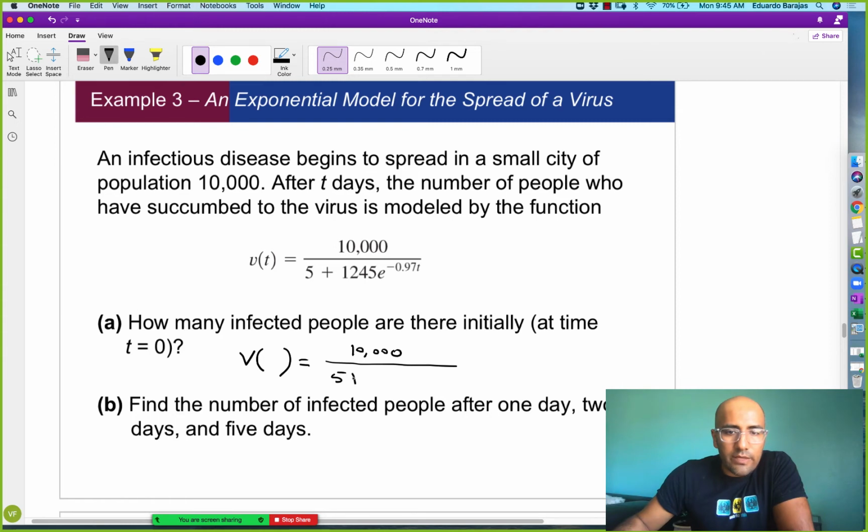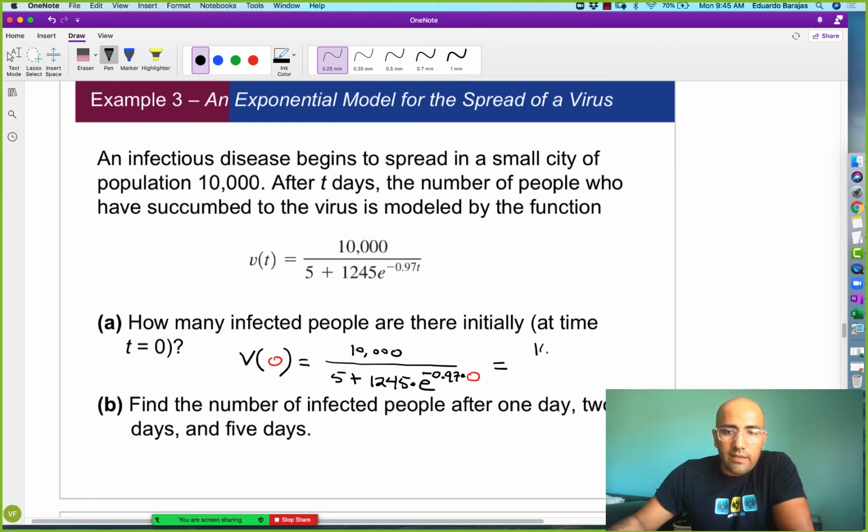So all we have to do is replace that t value, and so we get this: 1245 times e to the power of negative 0.97, and then we want to know what happens when t equals 0, so we multiply this by 0. Okay, so if we multiply this one by 0, then that whole exponent is going to be 0. And e to the power of 0 is 1. Good. So then 1 times 1245 is 1245. And 1245 plus 5 is just going to be 1250.